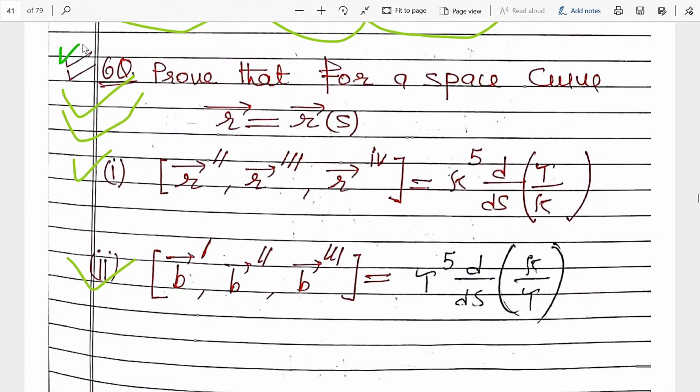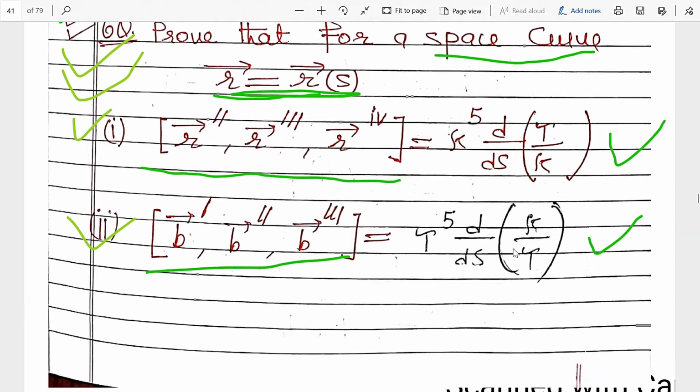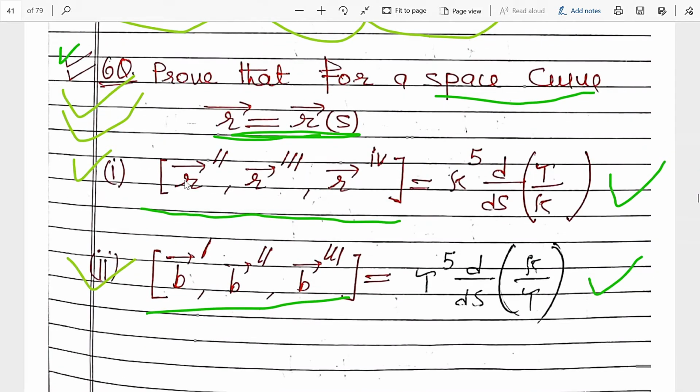Now, the next result is very important. Prove that for a space curve r vector, which is a function of arc length, it satisfies these two conditions. The scalar triple product of this is equal to this value, and the scalar triple product of this is equal to this value. Now, the first case involves r double dash, r triple dash, and r fourth dash.